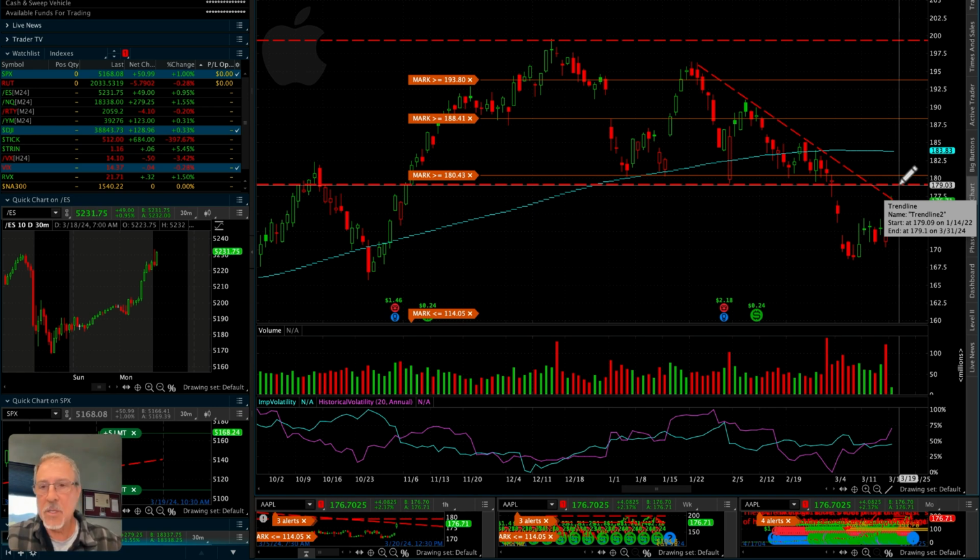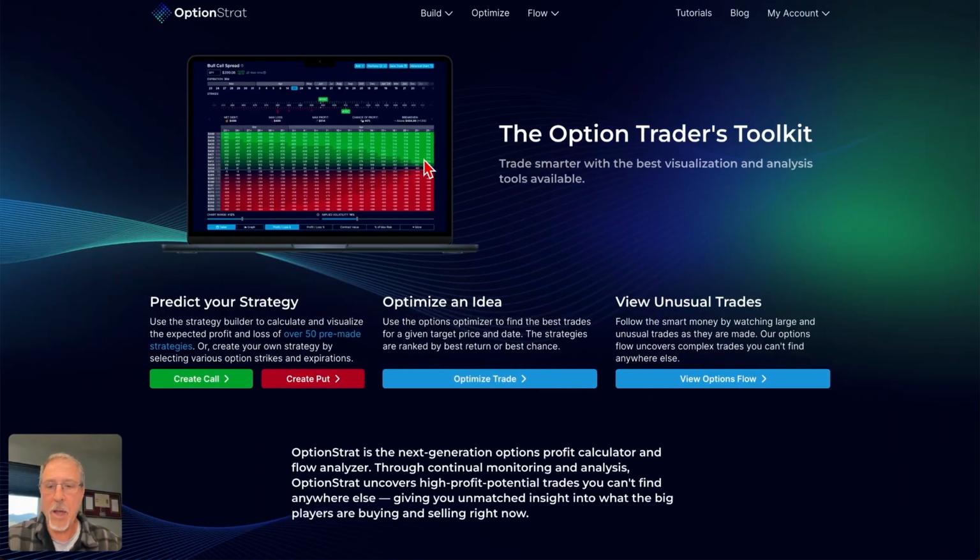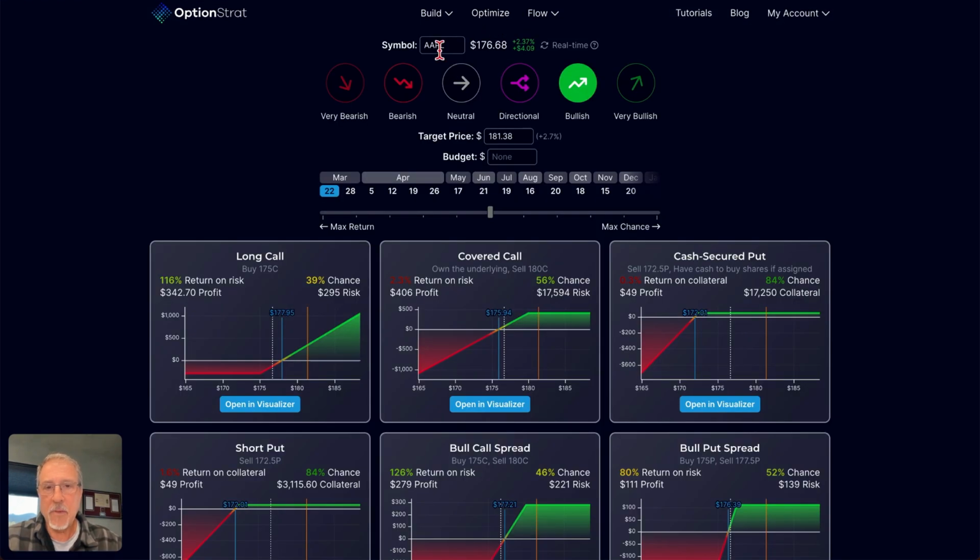So if I am bearish short-term on Apple, how can I use OptionStrat to help me decide a strategy for that? Well, I would use the Optimize tab. So I'll come into Optimize. I've got my symbol in there as Apple. And I'm looking at a short-term trade here because I'm not bearish on Apple long-term. It's had this big rally this morning based on that news. I don't know if that's going to hold or not, and it is coming into resistance.